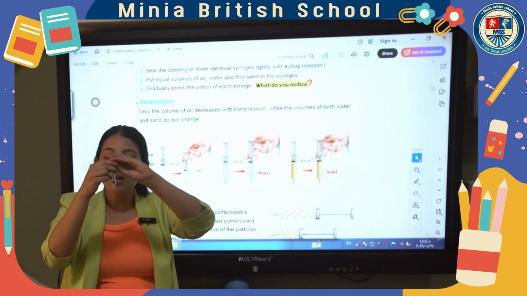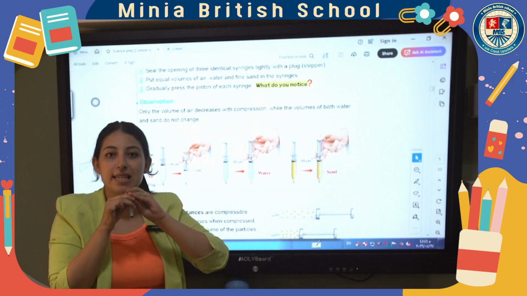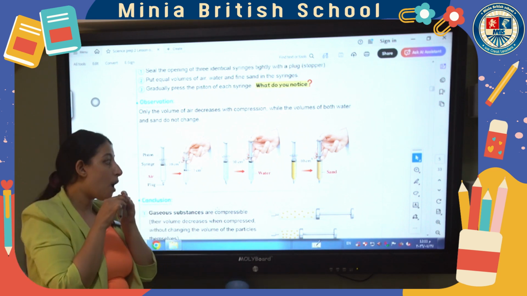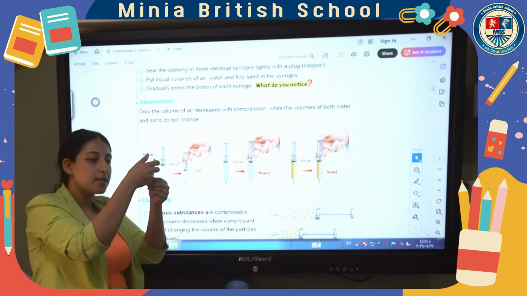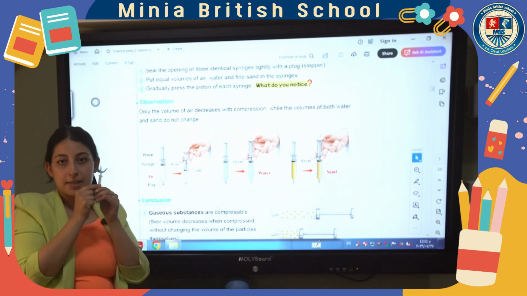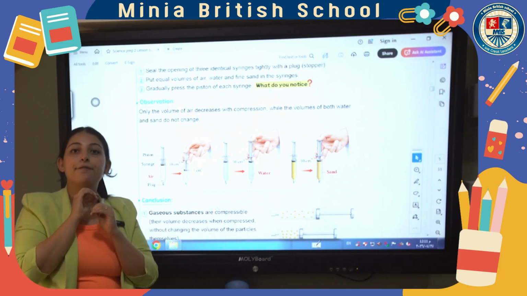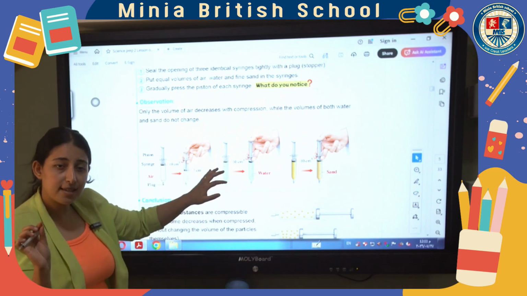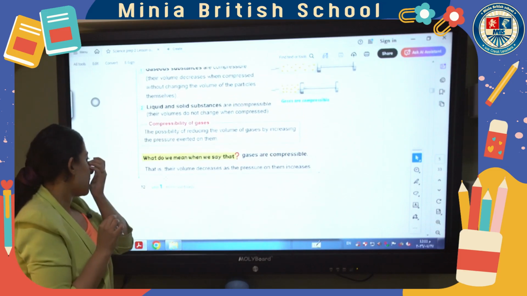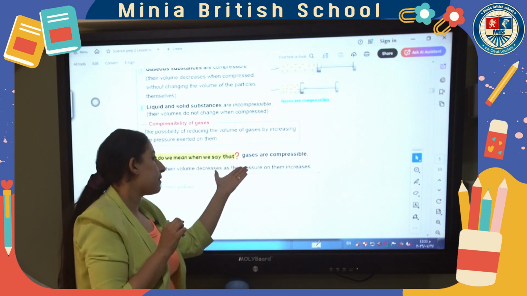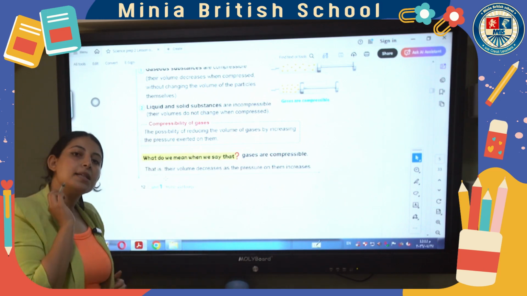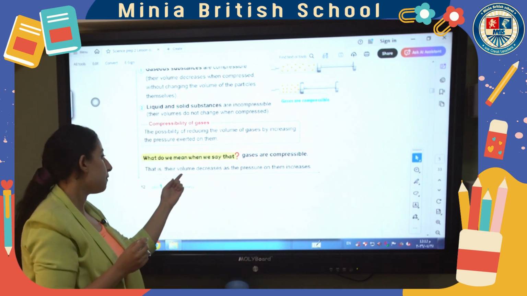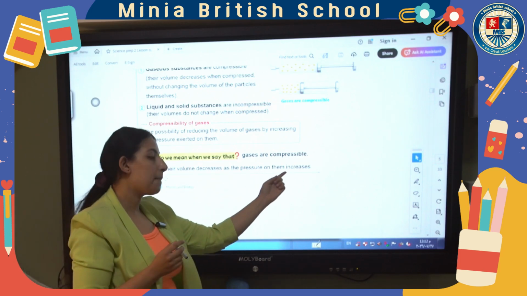So, yeah, the molecules of gases can be compressed easily. I can say they are compressible molecules. So, gases are compressible. I mean, I can press on them easily and it changes the volume of gas. So, gases only have indefinite volumes, while solids and liquids have definite volumes, as you see. So what do we mean when we say that gases are compressible? When I ask you, give reason. Gases are compressible matters. Why? You can answer: their volume decreases as the pressure on them increases.